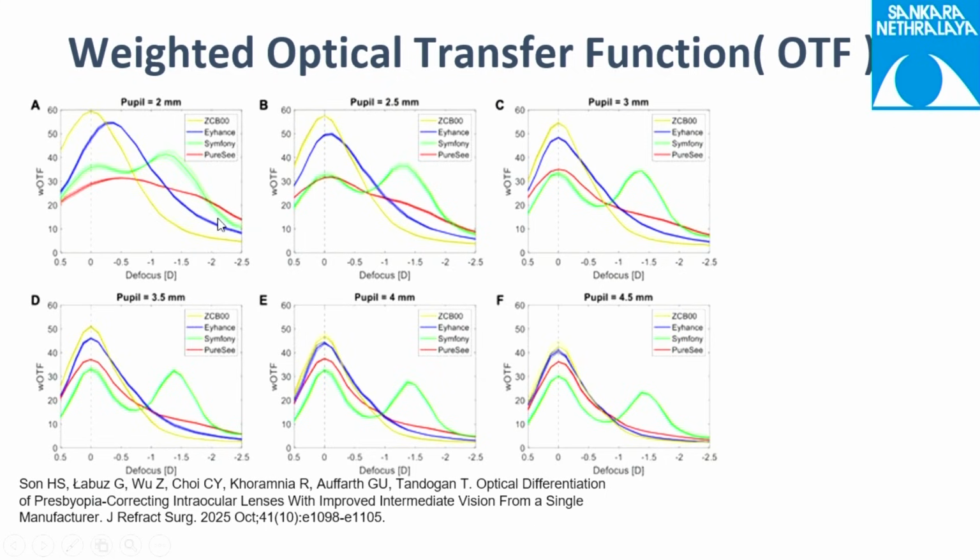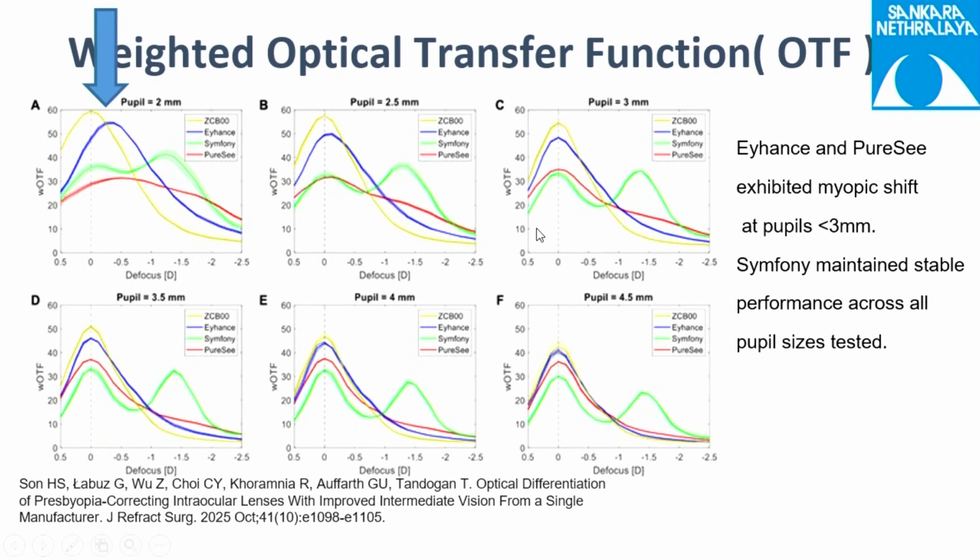Now, this is looking at very small pupils. Something very interesting here, if anybody can point out: in 2 millimeter and 2.5 millimeter pupils, look at the peak performance of Eyehance and Pure C. The peak performance is shifting towards myopia. At all other places it's at 0, this is called the peak performance, at a 3 millimeter pupil. But at 2 millimeter, there is a myopic shift of the peak performance for Eyehance and Pure C.